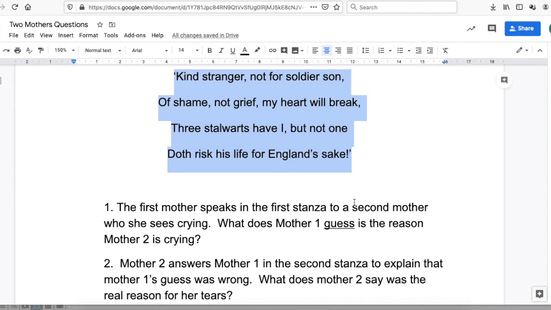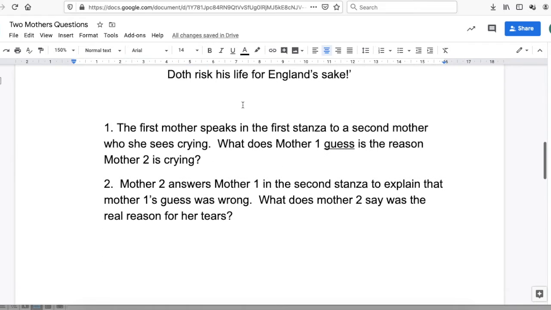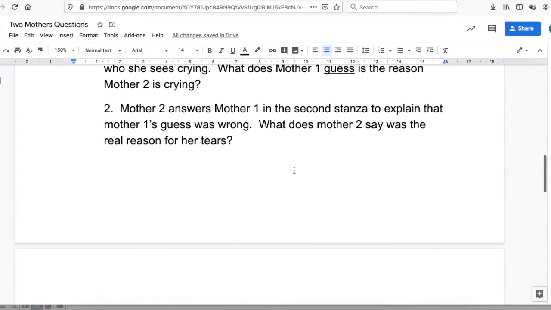So work through it. Mother 2 answers mother 1 in the second stanza to explain that mother 1's guess was wrong. What does mother 2 say was the real reason for her tears? You may have to look up some words. Stalwart, what does that mean? She's saying that her heart is going to break for shame, not grief. Why is she ashamed? What was the real reason for her tears of shame?